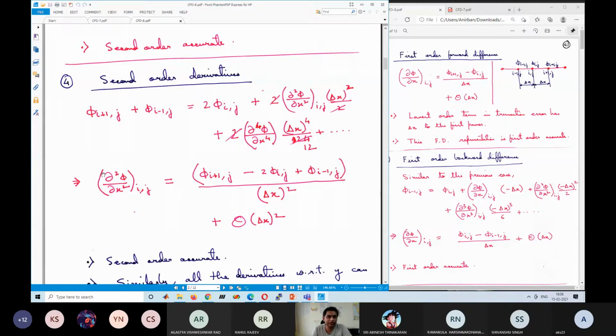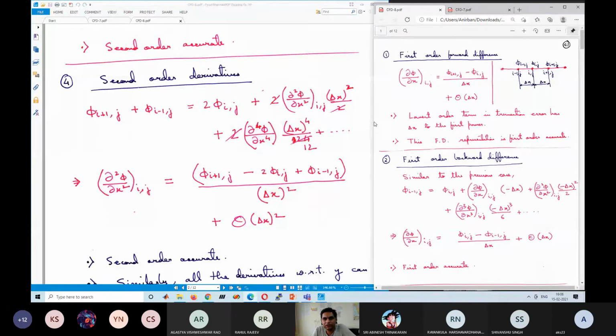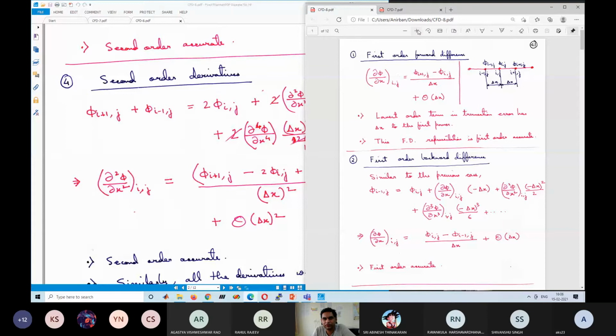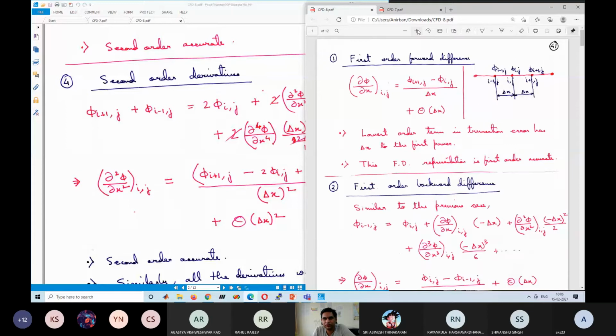So this type of derivative is very common, and we want to replace this with some algebraic approximation. So what we will do, instead of subtracting these two cases, I will just open this somewhat larger now. Otherwise, it is difficult for you to see.